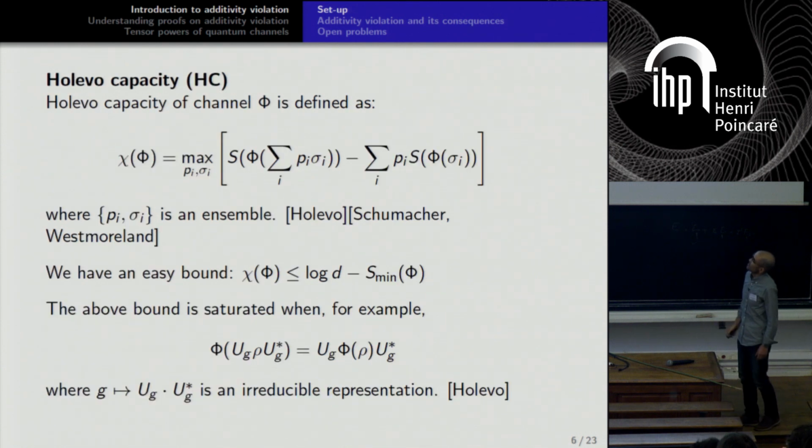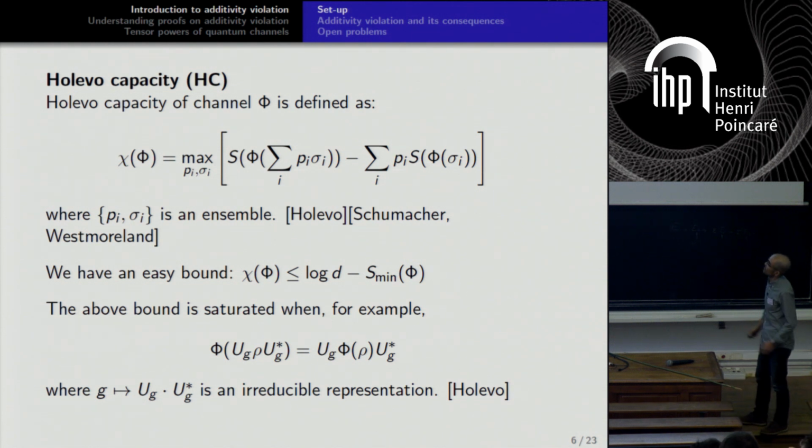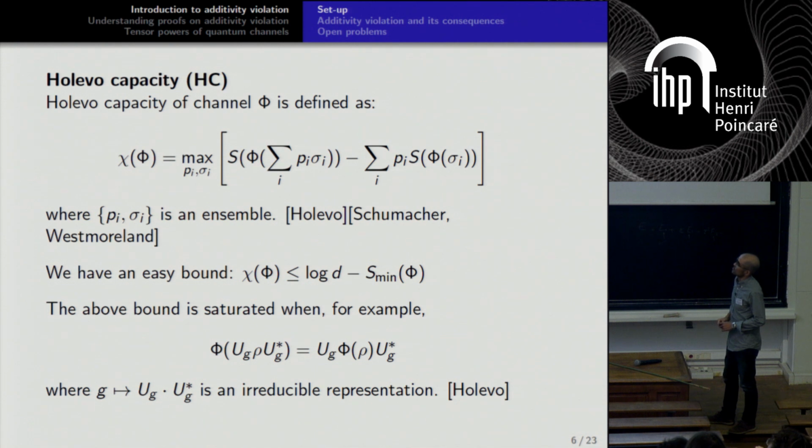This is also another important quantity, which is called the Holevo capacity. This is also called the one-shot capacity. Here we have an ensemble of quantum states. P is a probability distribution, and the sigma_i are quantum states. And we look for the optimum of these quantities. I'm not going into details for this quantity today.